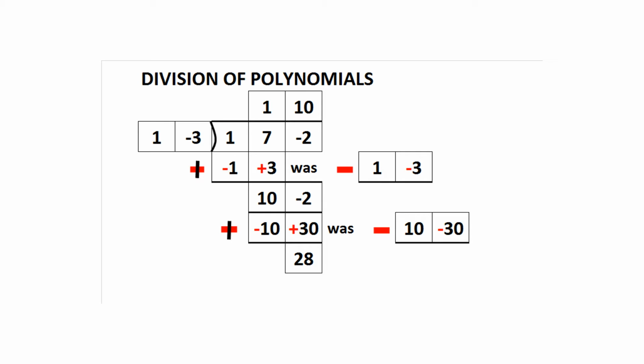Now, a 2 tuple goes into a 2 tuple. That's why the first one in the quotient was above the 7.